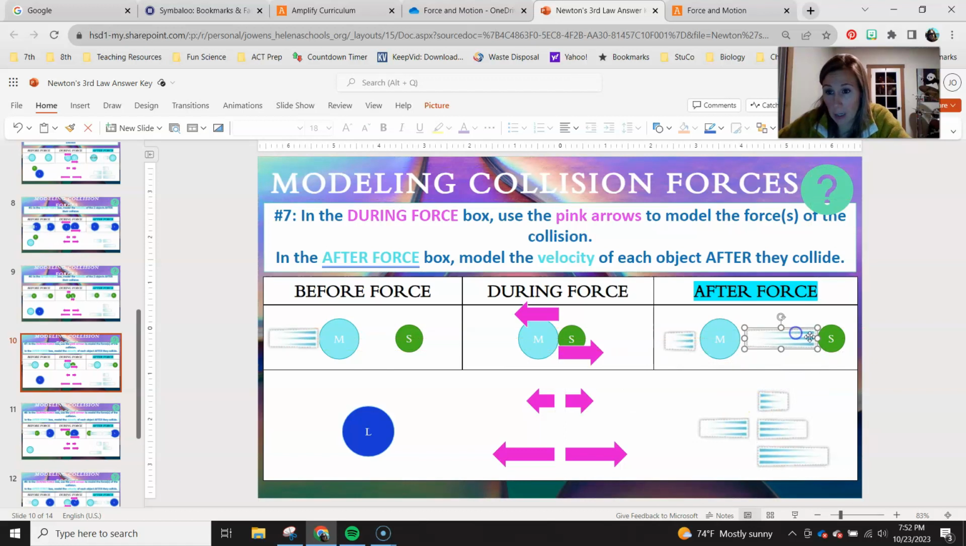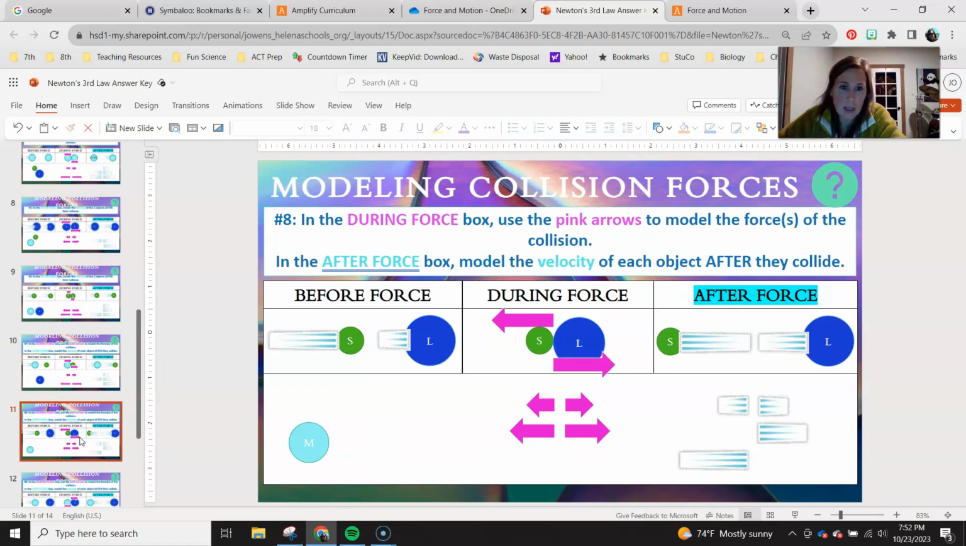It doesn't really matter as long as you show that this lighter object is going to have a much more rapid change of motion, or a bigger change of motion, whereas the larger object's going to show less of a change of motion. Maybe it just speeds up a little bit, maybe it slows down.